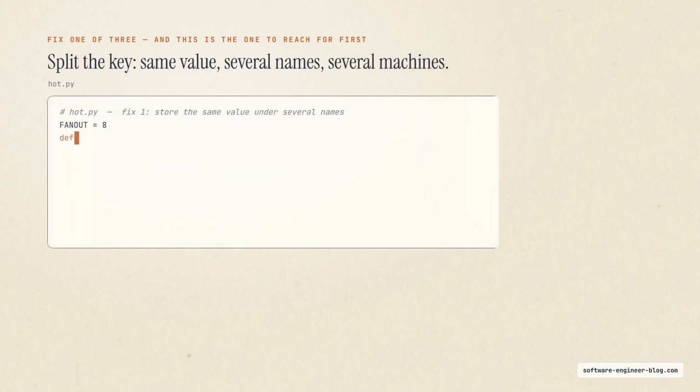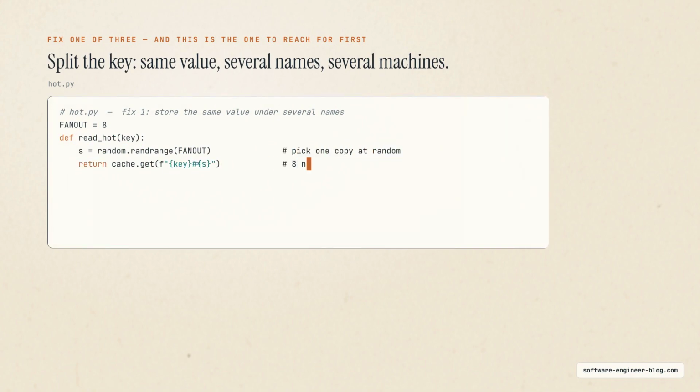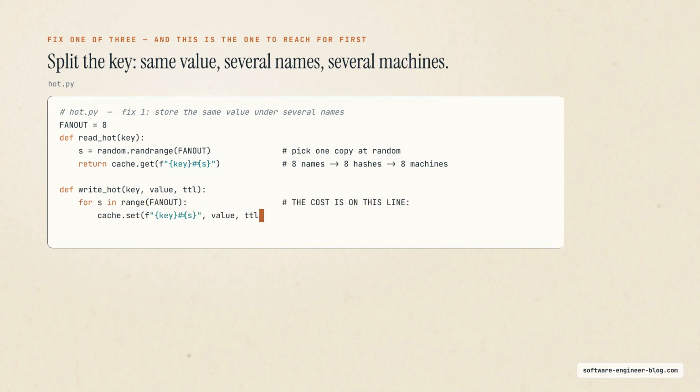EVT:9001 #0 through #7. A read picks one of those 8 names at random. Different names give different hashes, which give different machines. Now read the write function underneath, because that is where the cost lives. One logical update is now 8 writes, and the value is stored 8 times in memory. And there is a surprise in the measurements.